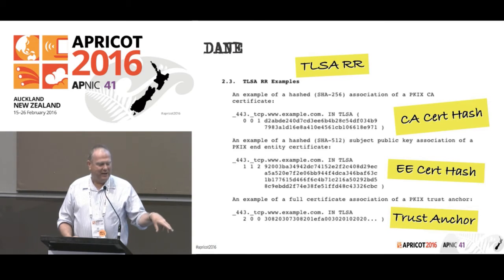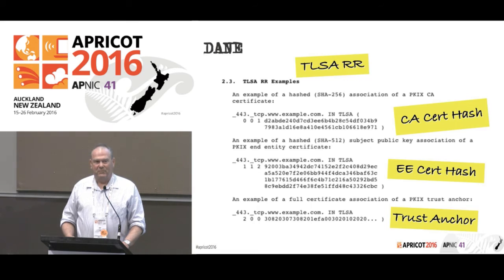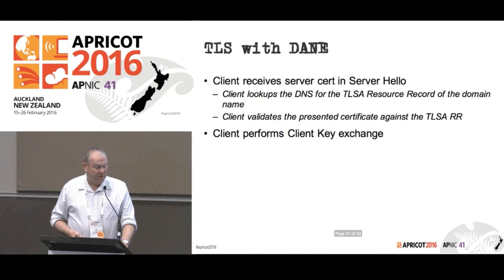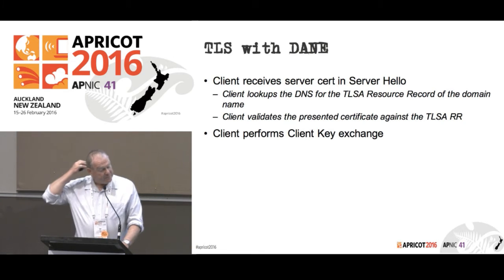So give me that end entity certificate hash. If it's not that certificate, don't trust it. Something bad is going on. Or I could even go one further, stuff CAs. If you trust the DNS absolutely, why not? So options in DANE, it doesn't tell you which to use. You can use whichever one you want. But it does give you a second way of figuring out if the certificate you're being presented is the real deal.